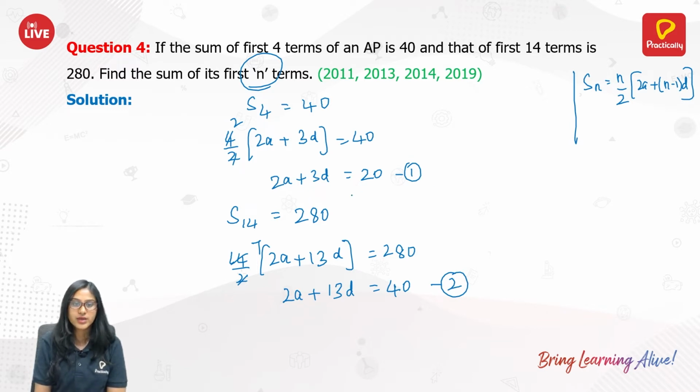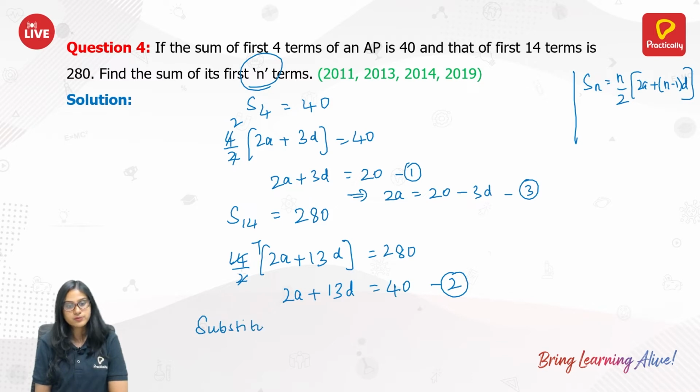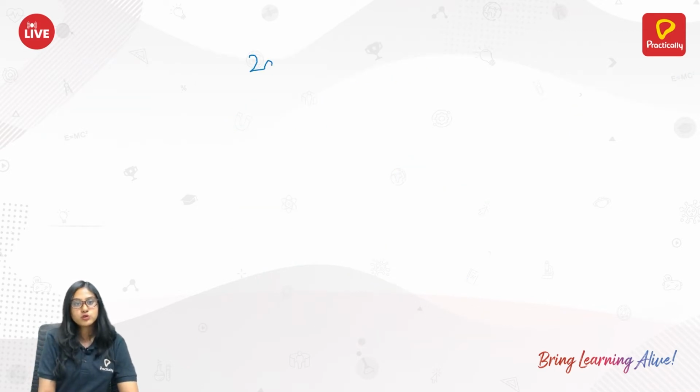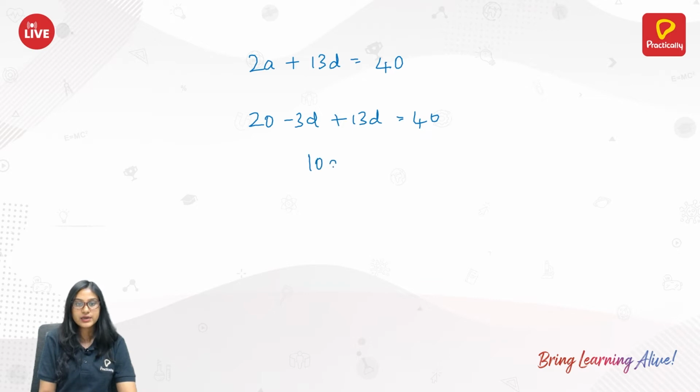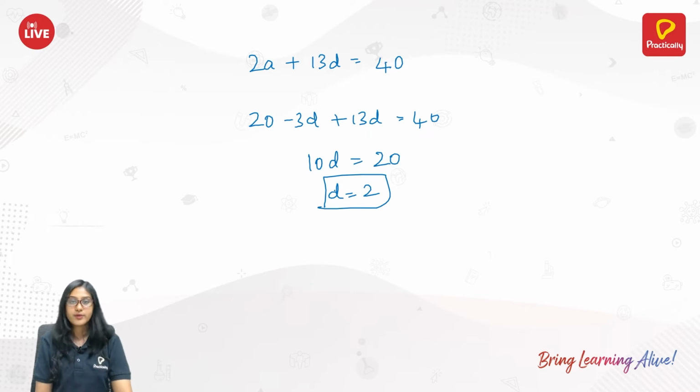By the way, we can write here 2a equals 20 minus 3d. Correct? Let me take this as equation 3. Now substitute equation 3 in equation 2. So first, what is equation 2? 2a plus 13d equals 40. And what is the value of 2a we got? 20 minus 3d. So 20 minus 3d plus 13d equals 40. Minus 3d plus 13d is 10d. 10d equals 40 minus 20, 20. d equals 2. But wait, this is not where we have to stop, right?